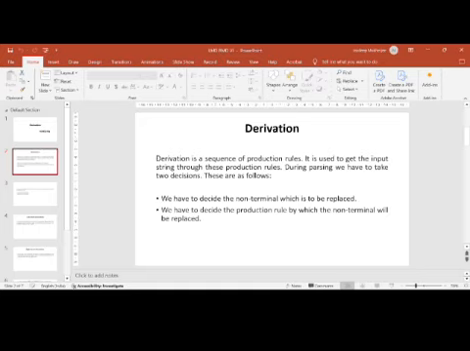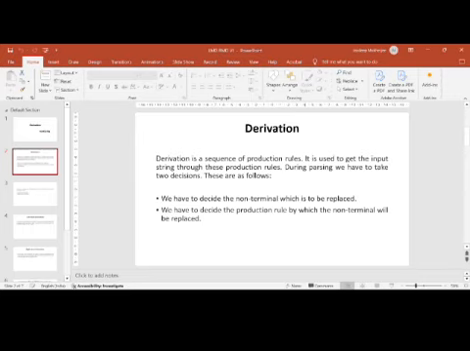First, we will discuss what derivation is. Derivation is a sequence of production rules. It is used to get the input string through these production rules. And during parsing, we have to take two decisions.